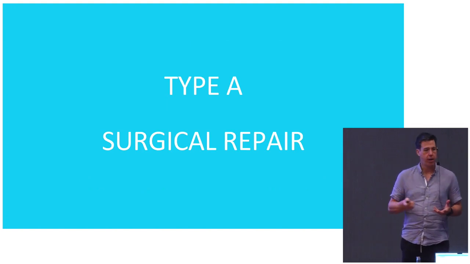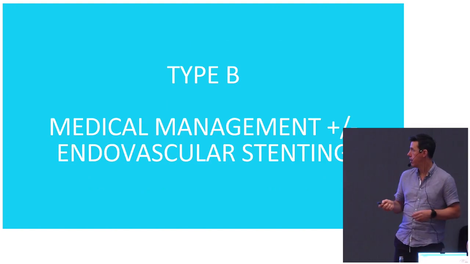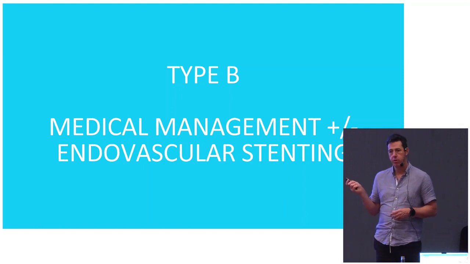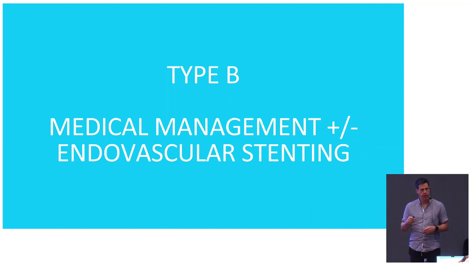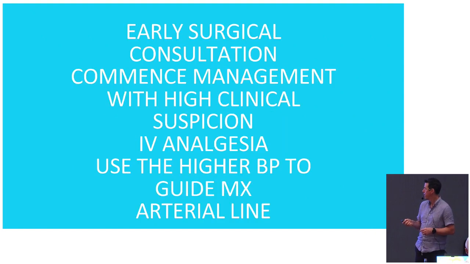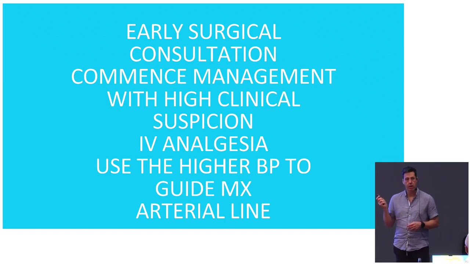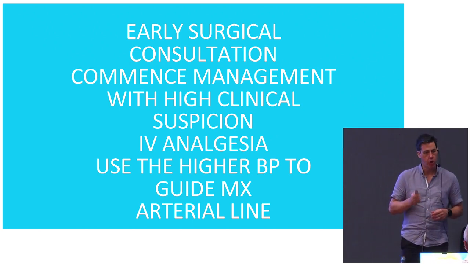And surgical repair is the management. For type B, it's actually more medical management, although increasingly we use endovascular stents. It's definitely got lots of pain and maybe some malperfusion from the dissection. So these are my key points. That's also what the cardiothoracic surgeons tell me.